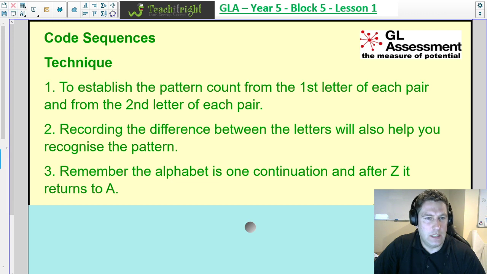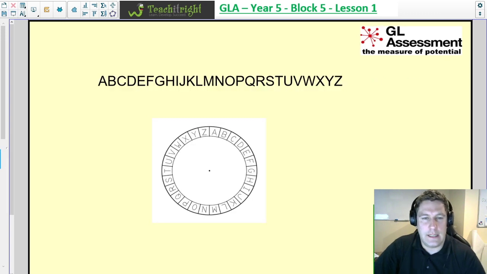Let's have a little look at what that alphabet might look like. So when you're doing the questions, the alphabet will be written at the top, and it'll just be one straight line.